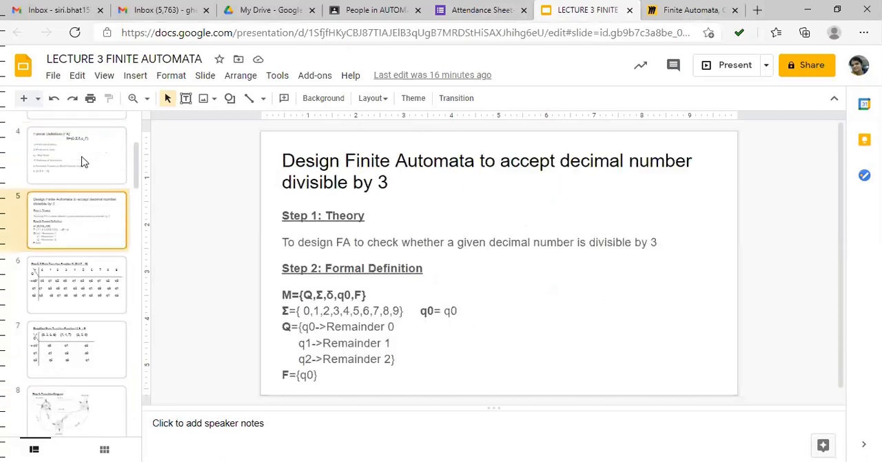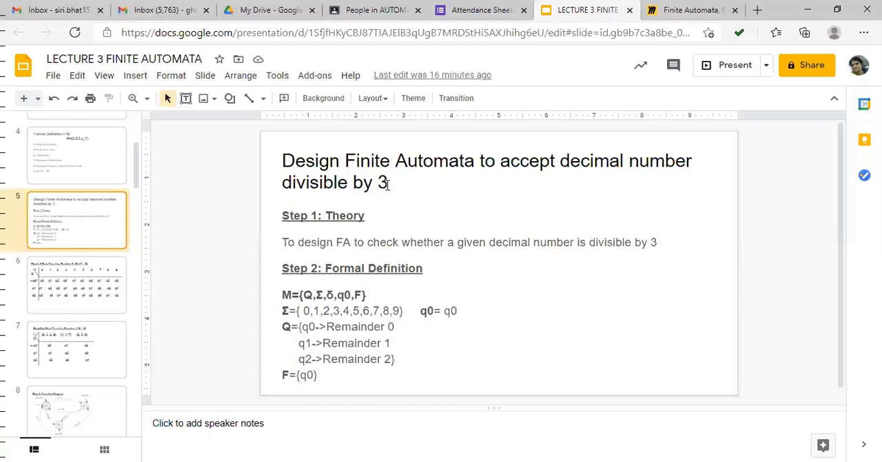I'll just highlight whatever we have done today. It's already 12:15. Okay, what was the problem statement? Design finite automata to accept a decimal number divisible by 3, right? So we saw that we are given finite automata to design, and the input is a decimal number. And we have to check whether the number is divisible by 3.